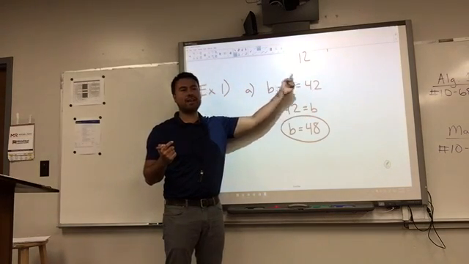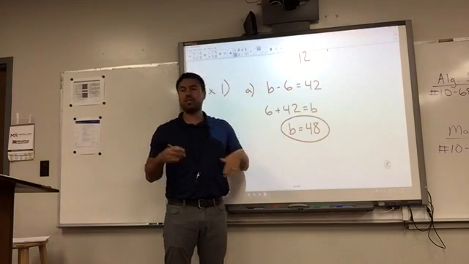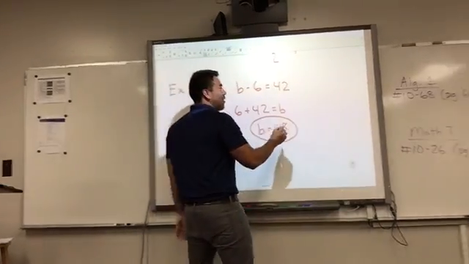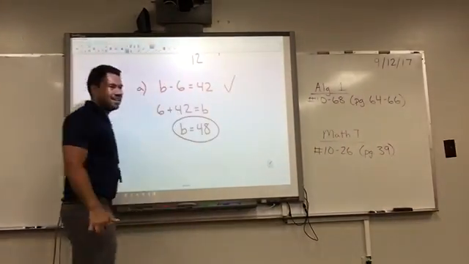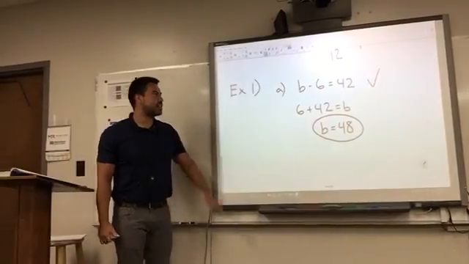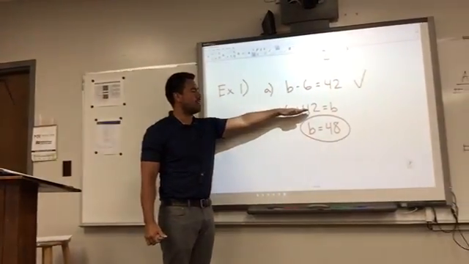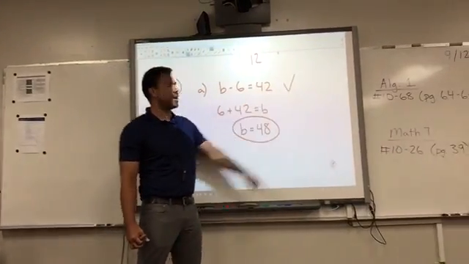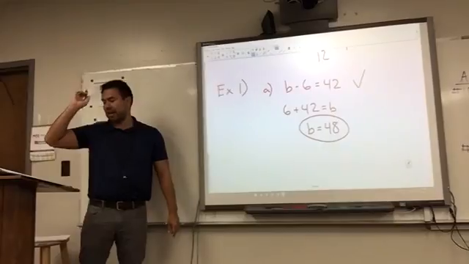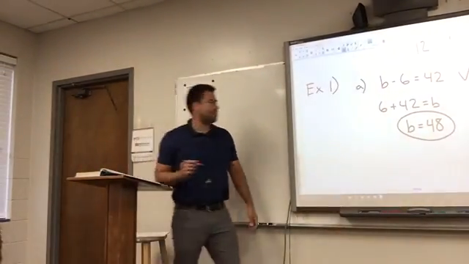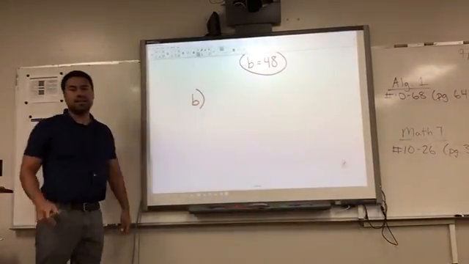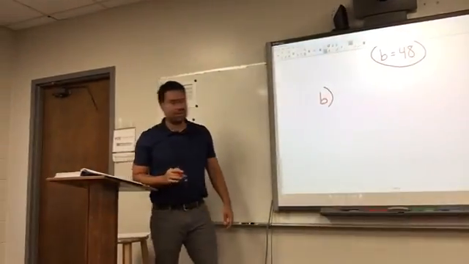What did I do there when I said 48 minus 6 equals 42? What's that process called? I checked it. So this is the inverse operation. This is what I think the answer is. And then what do I do? Check it. And if you need to put a little check mark, that's fine. All right, B. Jensen, can you read B for me?